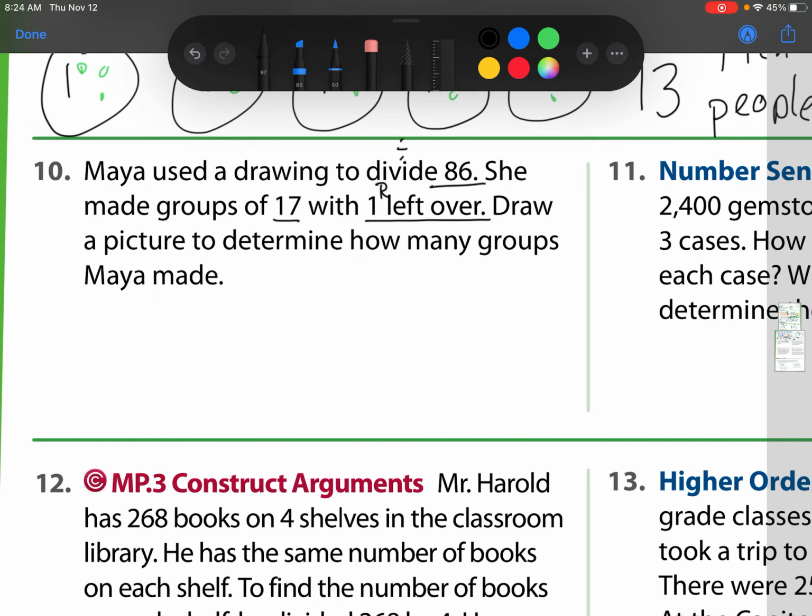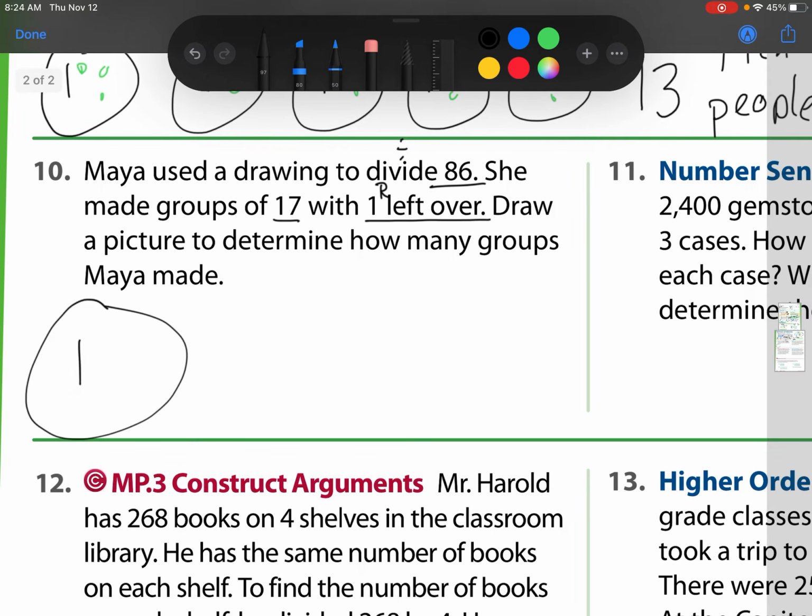So let's check. She made groups of 17. So, that means there must be 17 in each group. It's not saying she had 5 groups. It's saying, I may have just told you the answer. It's not saying that she had 17 groups. It's saying she had 17 with 1 left over. So let's see what we can start with.